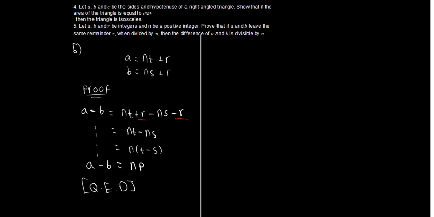Just to recap, if n divides a and leaves a remainder r, we write it in the form a is equal to n times some integer, because we don't know how many times it goes in, plus r, our remainder. Same for b. Then since our proof is about a minus b, we say a minus b is equal to nt plus r minus ns plus r. Then we just do normal algebra to manipulate that, which leaves us with a minus b equal to np. Once we get that, that's it. We've proven that n divides a minus b.